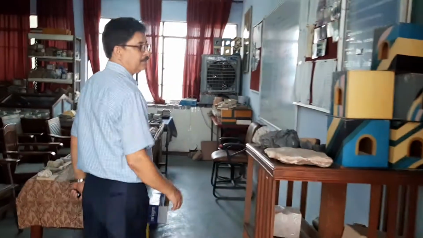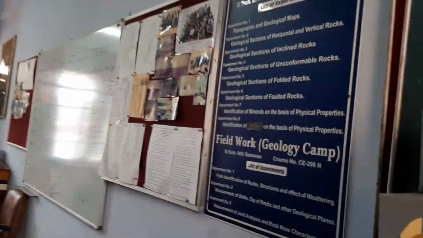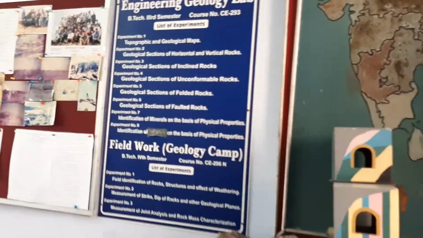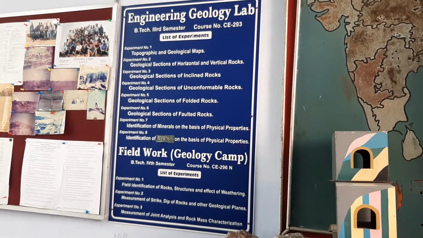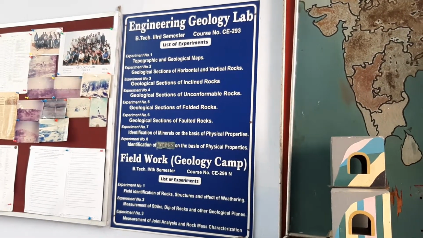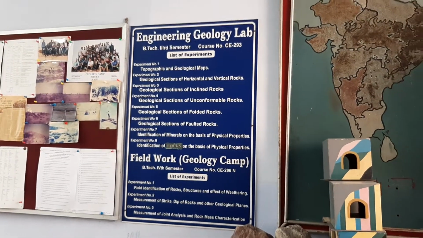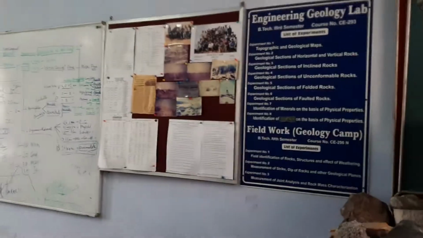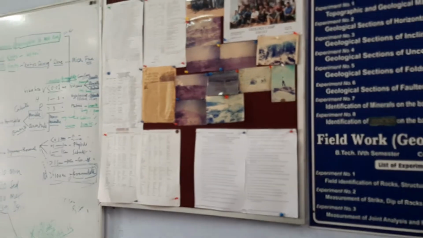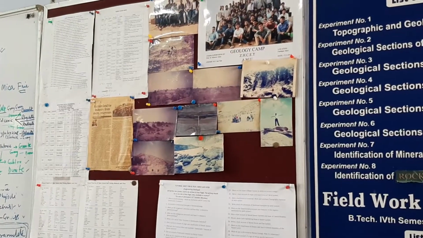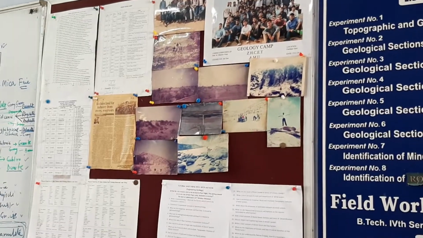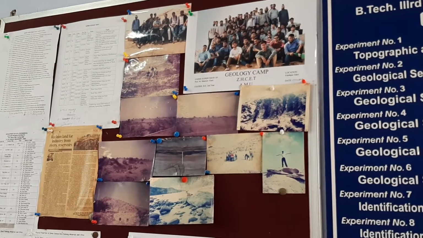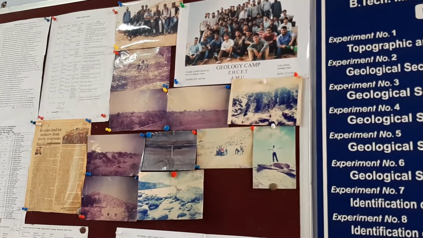Here we have a list of your experiments which we will be doing or which we are doing. This is the list of experiment. You have already done experiment number 3 and probably we will start experiment number 4 today. You can see a lot of field photographs, the photographs of previous years' students who have visited the field at many different locations. But for the last 5, 7 or 8 years or so, we are visiting a place near Fatehpur Sikri where we have rocks exposed on the ground.